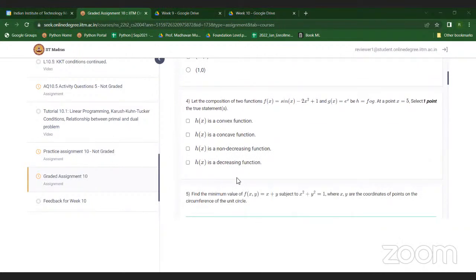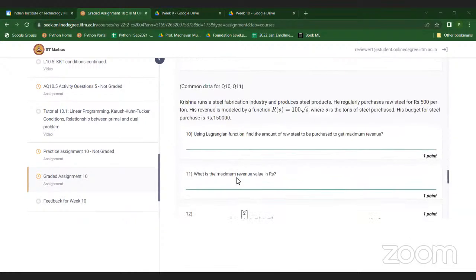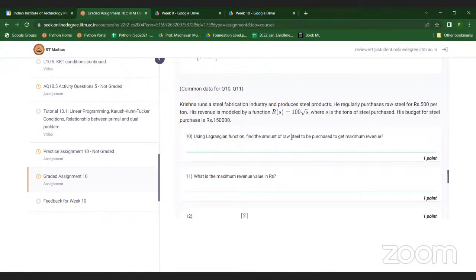And in graded 10th one, sir, that Lagrangian function. Krishna runs a steel fabrication industry, produces steel products, and regularly purchases raw steel for 500 per ton. His revenue is modeled by R(S) equals 100 root S, where S is the tons of steel purchased. His budget for steel is 1.5 lakh, 150,000. Using the Lagrangian function, find the amount of steel to be purchased to get the maximum revenue.